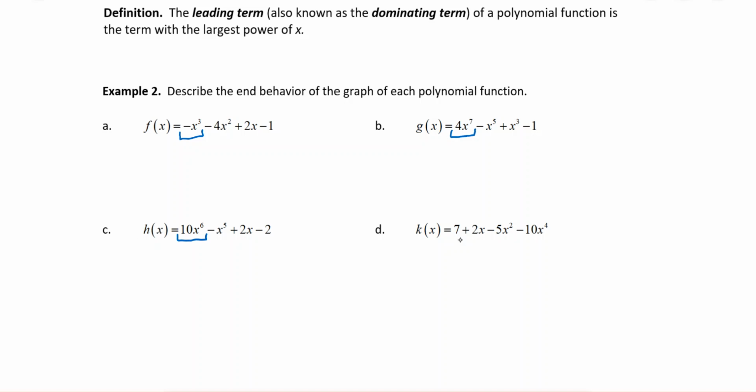In part D, I tried to be a little sneaky. I put the terms in reverse order. I have the highest power of x all the way at the end. This time the leading term is negative 10x to the 4th.